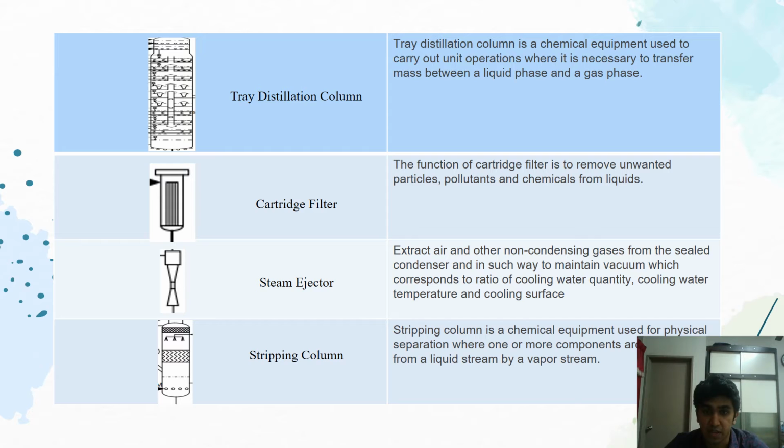And then the steam injector. The steam injector normally extracts air and other non-condensing gas to maintain vacuum, which corresponds to the ratio of cooling water quantity, cooling water temperature and cooling surface. And then last but not least, the stripping column, which physically separates components from a liquid stream by a vapor stream.